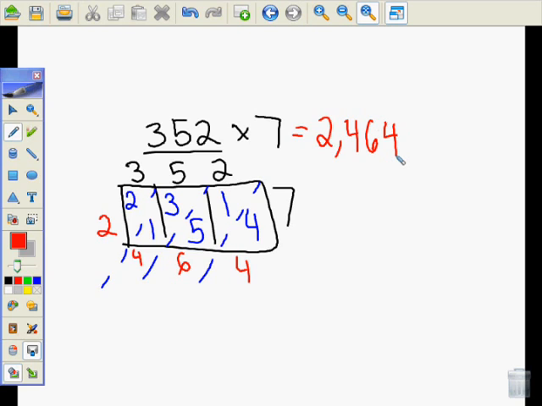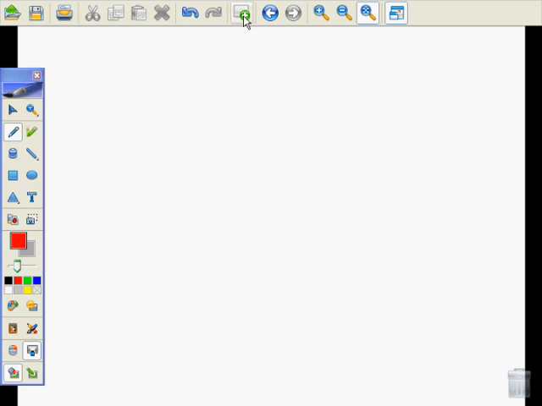So it does work with any multiplication. You could do triple digit, quadruple digit, any type of multiplication problem. So now I'm going to give you one to practice that looks like this.